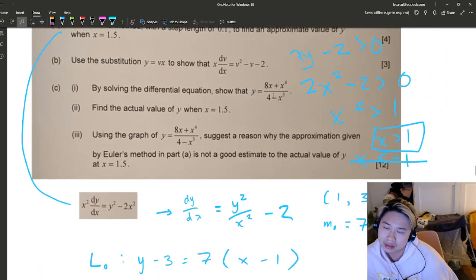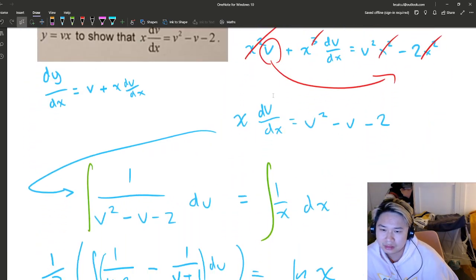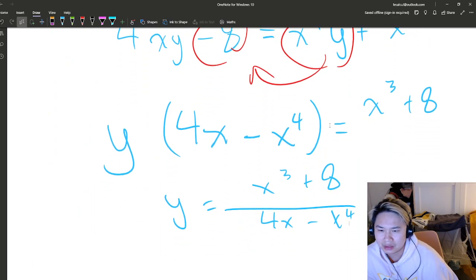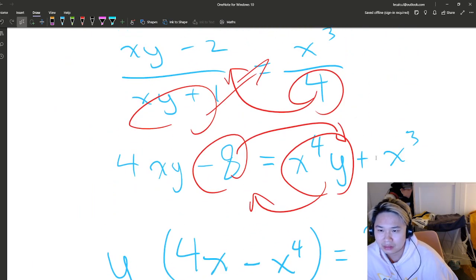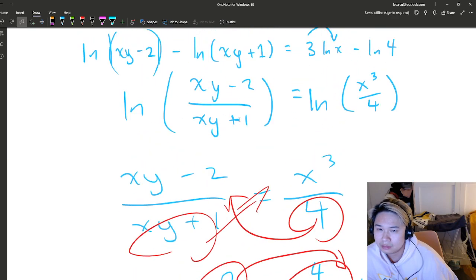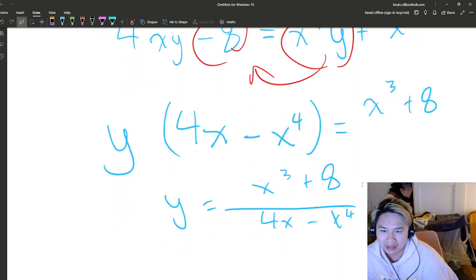Oh, what the hell? I have it upside down? Or I have it off a little bit. Because I have the 8.